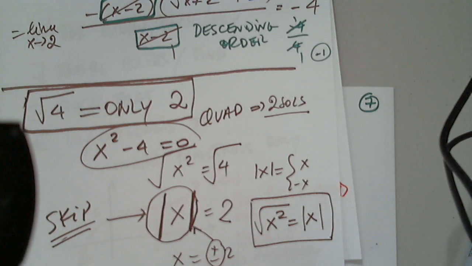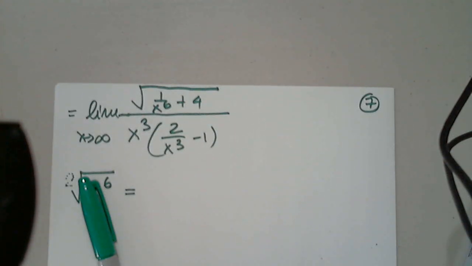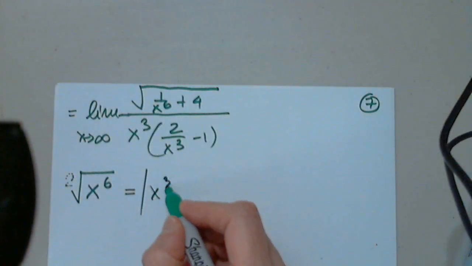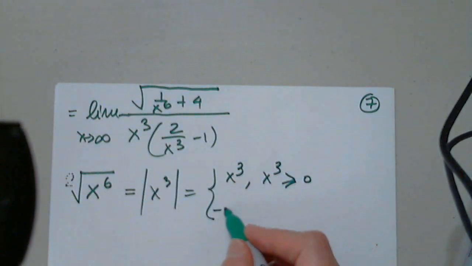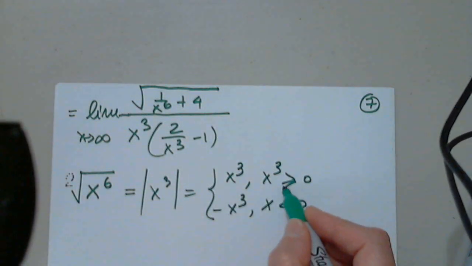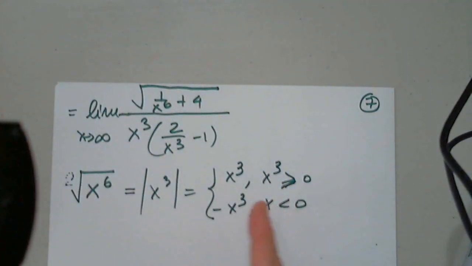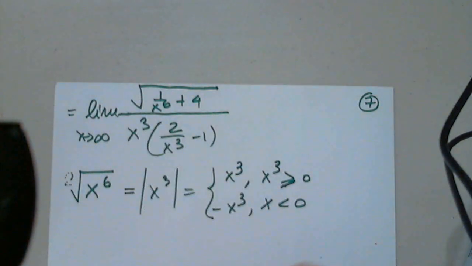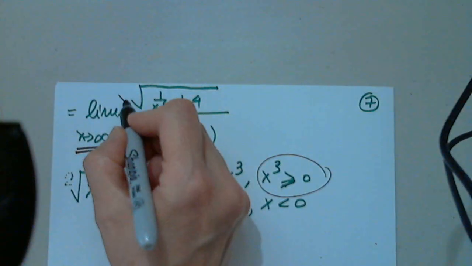Can anyone tell us the answer of the square root of x to the 6th? Yes, the absolute value of x cubed. Please always remember that. It's the absolute value of x to the 3rd, which will be x to the 3rd if x to the 3rd is positive, or negative x to the 3rd if x is less than 0. This will tell us which one it is. Which one is it? What do I put in front? Positive. Yes, because x approaches infinity.